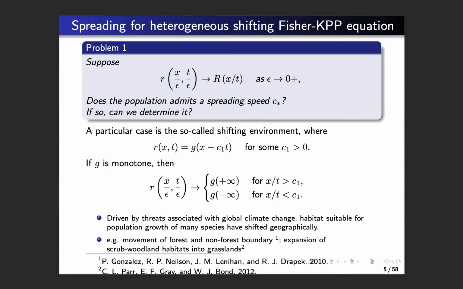The favorable habitat for growth for many species is shifting polewards. Concrete examples are the boundary between forest and forest.